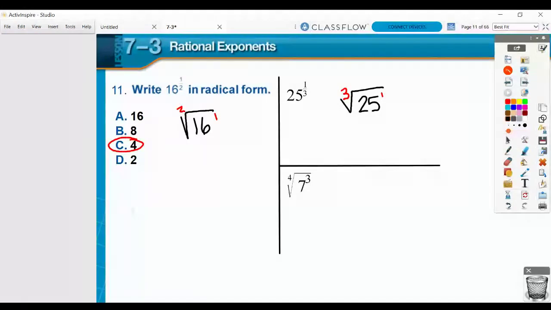Okay, for the last one, we're going to go the other way and write this as exponential. So I'm going to have my base of 7, and then I need to have a fraction here. So the 3 would be the numerator, and the 4 would be the denominator.